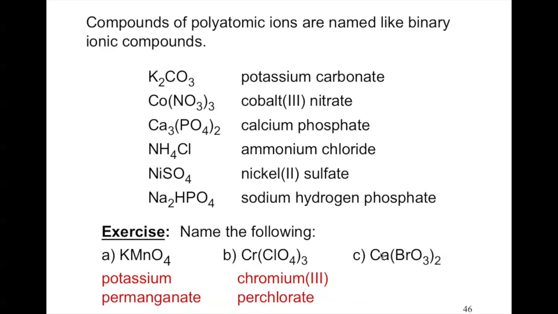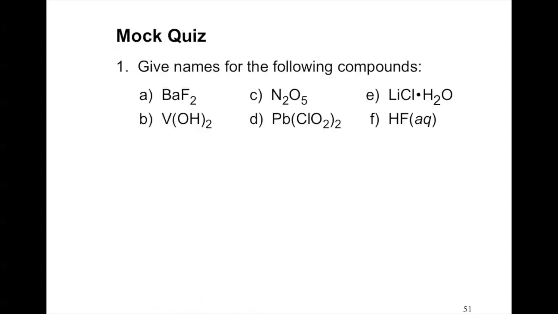Calcium's a +2 ion, so there's no need to specify its charge with a Roman numeral. We would just say calcium bromate. So now we'll just take a mock quiz, which is fairly reminiscent of the kinds of questions you'll get on your next exam for naming. So go ahead and pause the video and attempt to name the following 6 compounds.